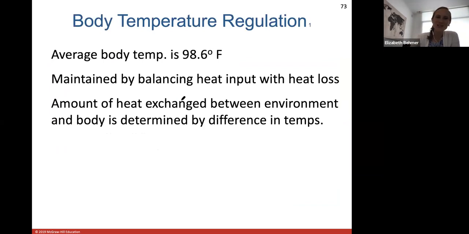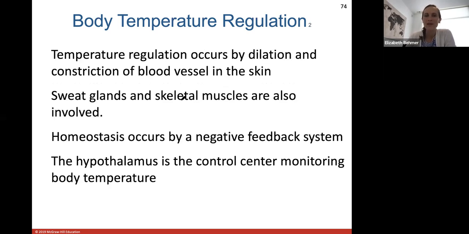Body temperature regulation: average body temperature is 37 degrees Celsius, 98.6 Fahrenheit. This will always be maintained by balancing heat input with heat loss, and the amount of heat exchanged between the environment and body is determined by a difference in temperature. Temperature regulation occurs by dilation and constriction of blood vessels, and sweat glands and skeletal muscles can be used. Homeostasis will occur by a negative feedback system. I think we've talked a little bit about temperature regulation in our bodies before, and the hypothalamus is always the control center.